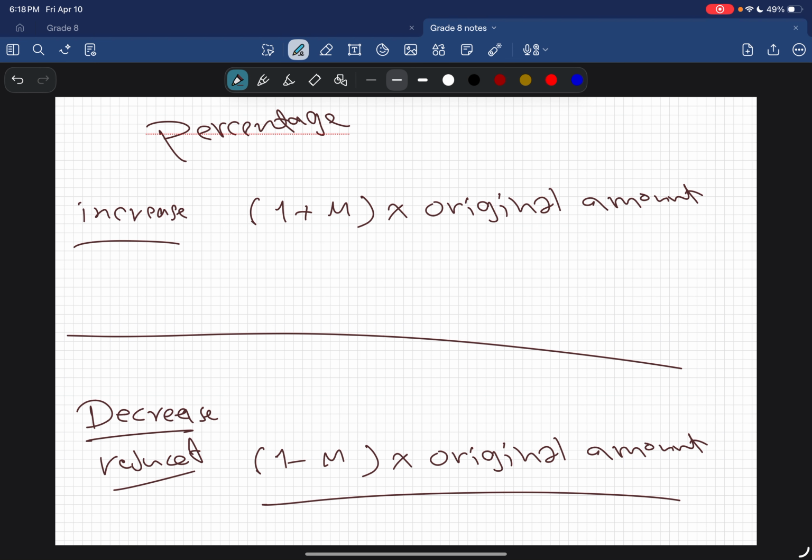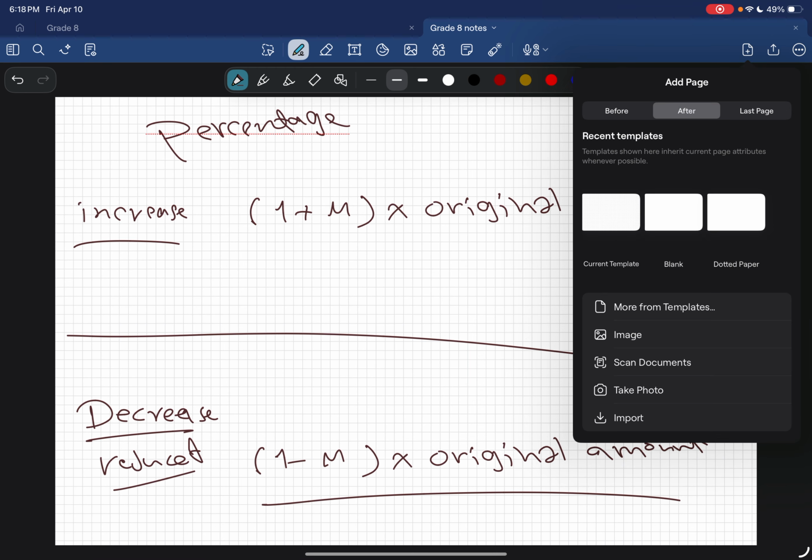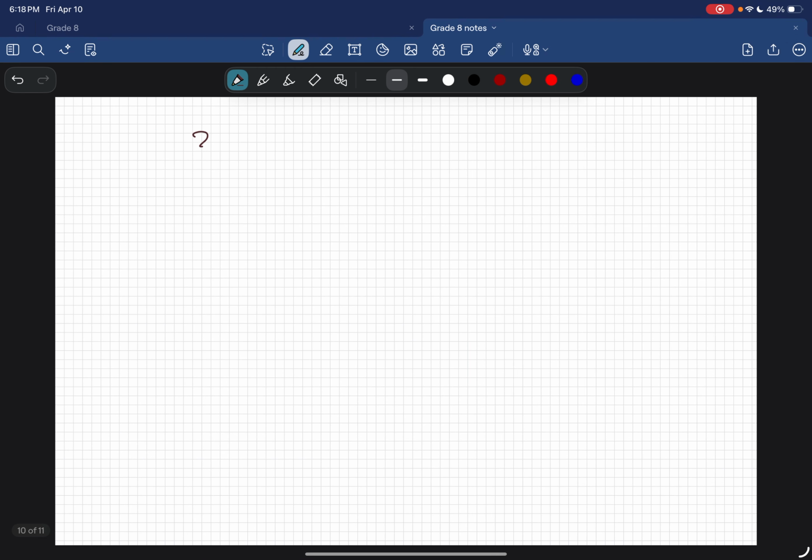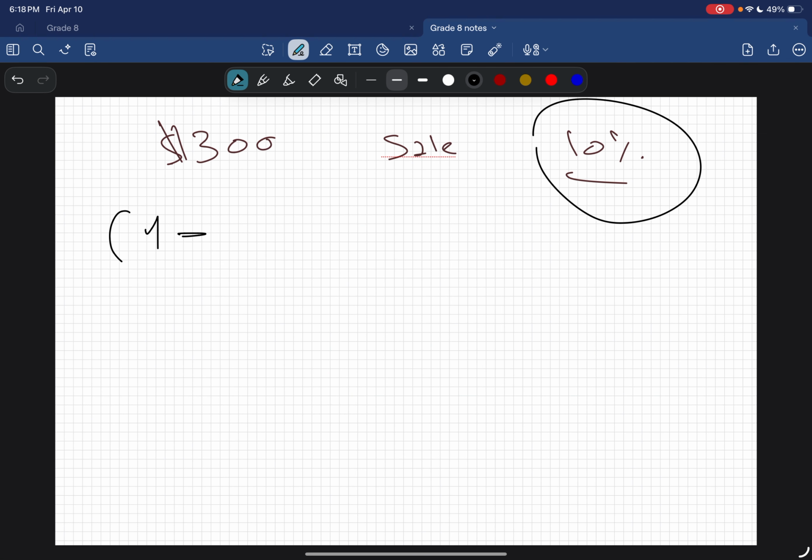Using the formula, if I told you that I have some kind of t-shirt costing $300, and it's on sale now, 10% sale, reduced amount, what's the new amount? First of all, you're going to do 1, it's reduced, so decrease, minus. The multiplier is basically the percentage divided by 100, which is 10 divided by 100, and that gives 0.1, right? So 1 minus 0.1 times the original amount, which is 300 in this case.